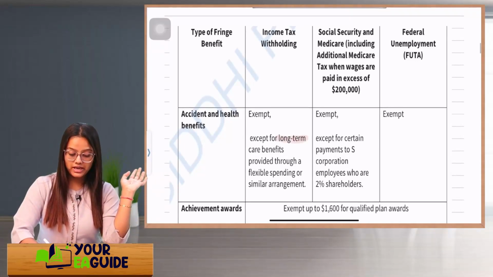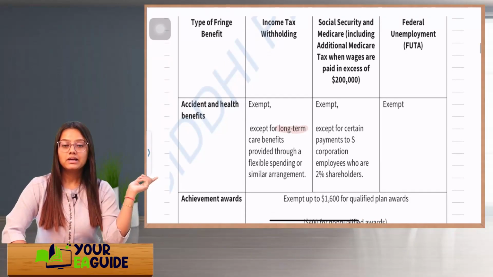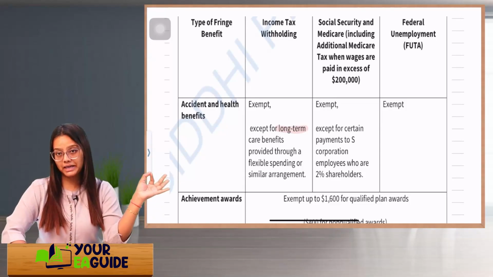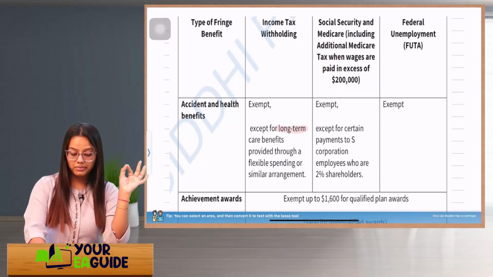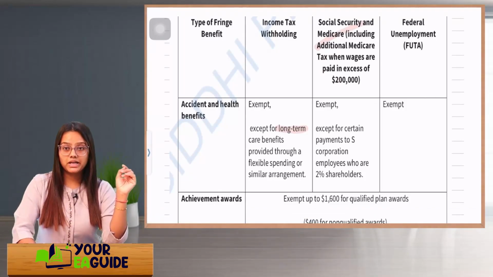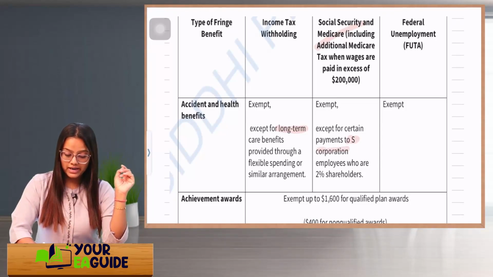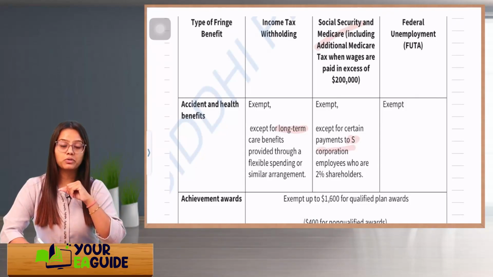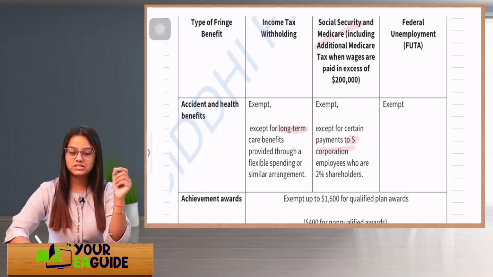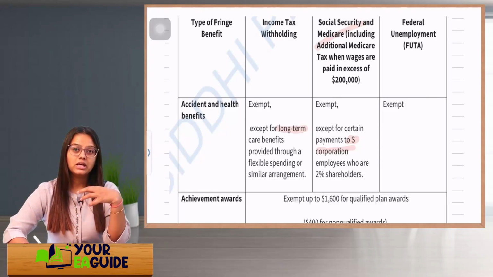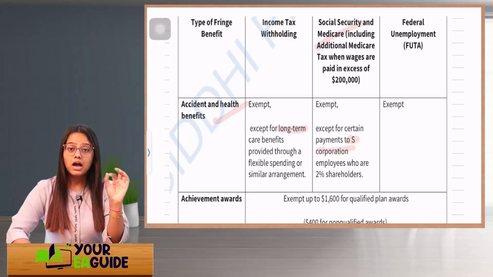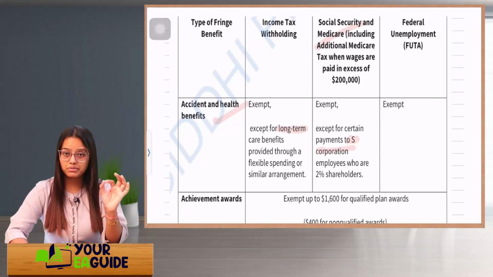There is one exception: if long-term care benefit is provided through an FSA, flexible spending arrangement, then it will be taxable. In case of Social Security and Medicare, including additional Medicare, there is also one exception: certain payments to an S corporation where the employees are 2% shareholders. You will see this in part 2, maybe in the expenses part. When an S corp pays something to an S corp shareholder in the form of health insurance, it will be included in his income. How it will be included, how much is exempt, and all, we will see in part 2.